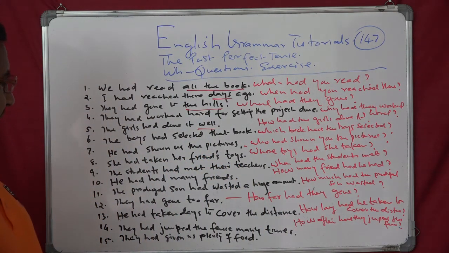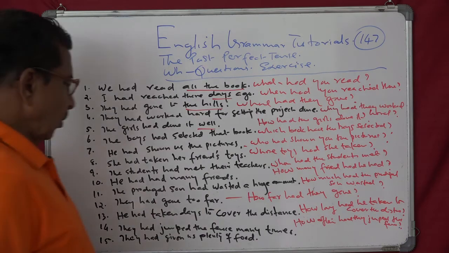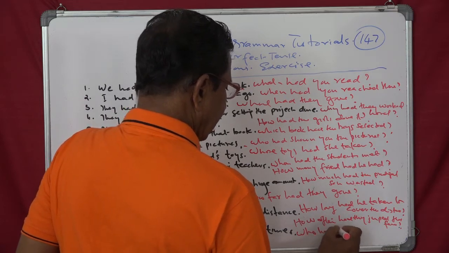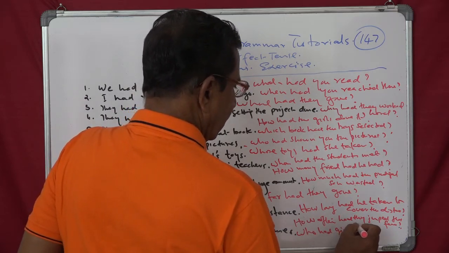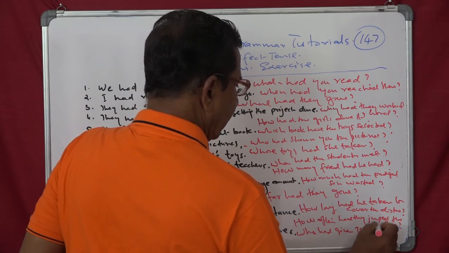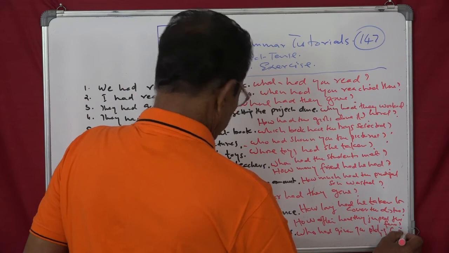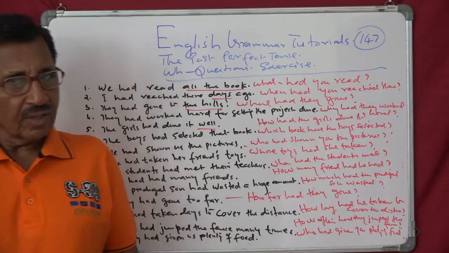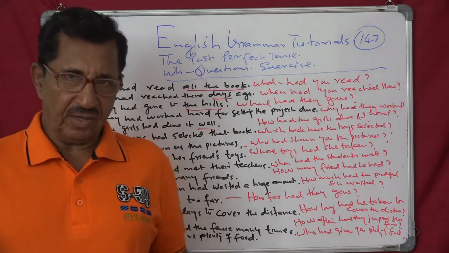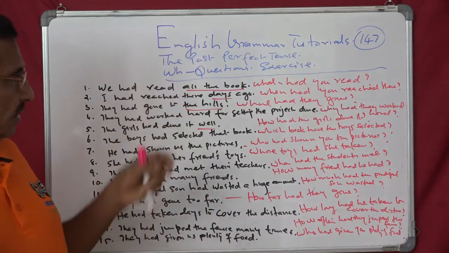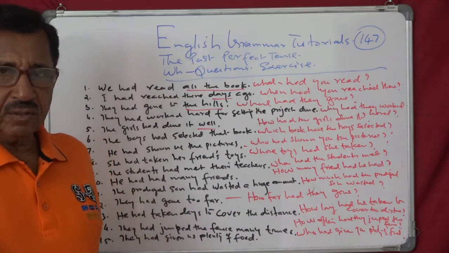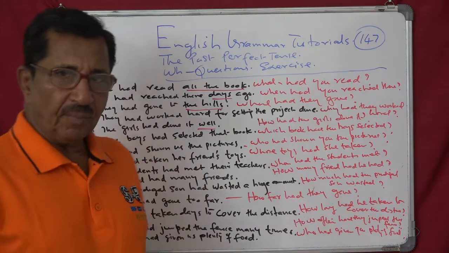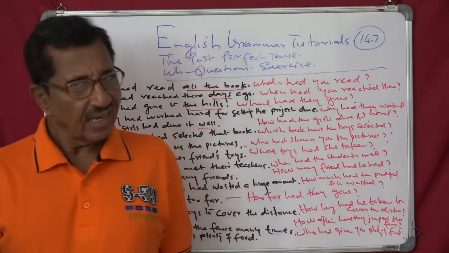And the last one, they had given us plenty of food. Who had given you plenty of food? Or what had they given you? You can answer, what had they given you? They had given us plenty of food. Alright. So we have done all 14 question words. These are the question words in English. So we have made WH questions with all those 14 question words.